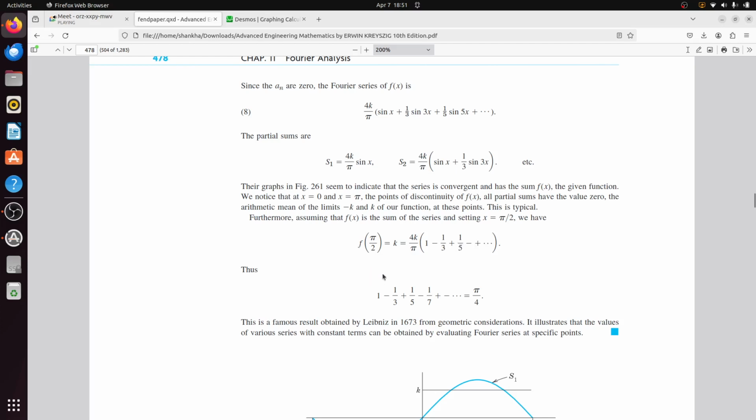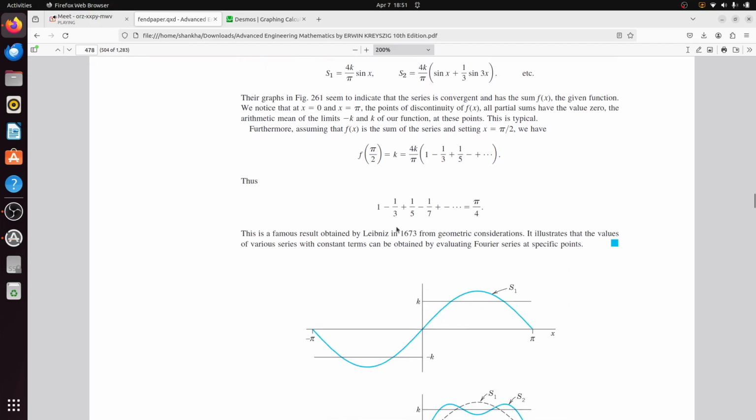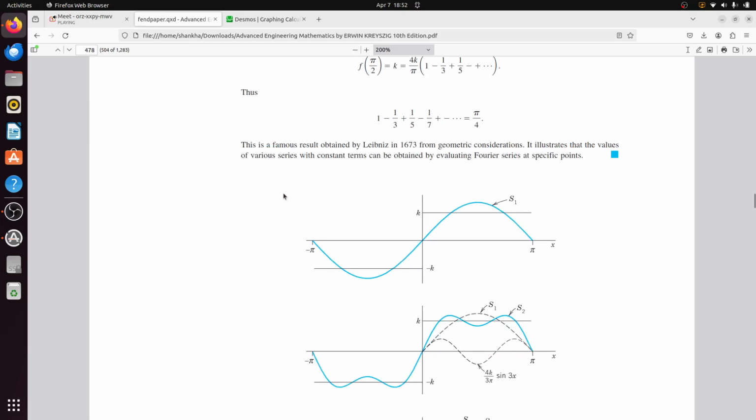So you get the series 1 minus 1 by 3 plus 1 by 5 minus 1 by 7 plus minus, and this series actually converges to the irrational number pi by 4. So 1 minus 1 by 3 plus 1 by 5 minus 1 by 7 plus and so on equals pi by 4. This is the famous series that was obtained by the great mathematician Leibniz in 1673 from geometric consideration.